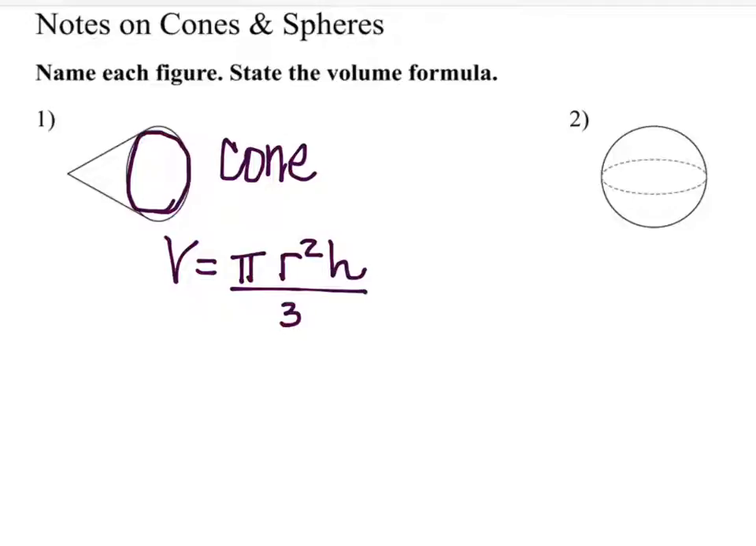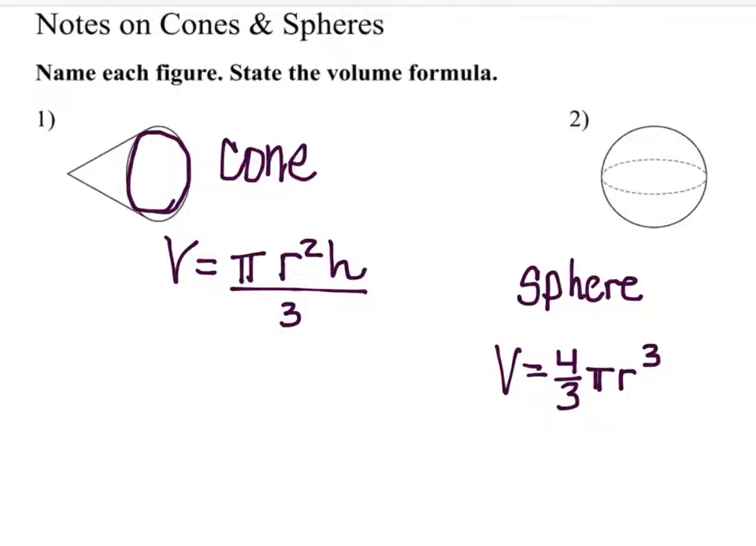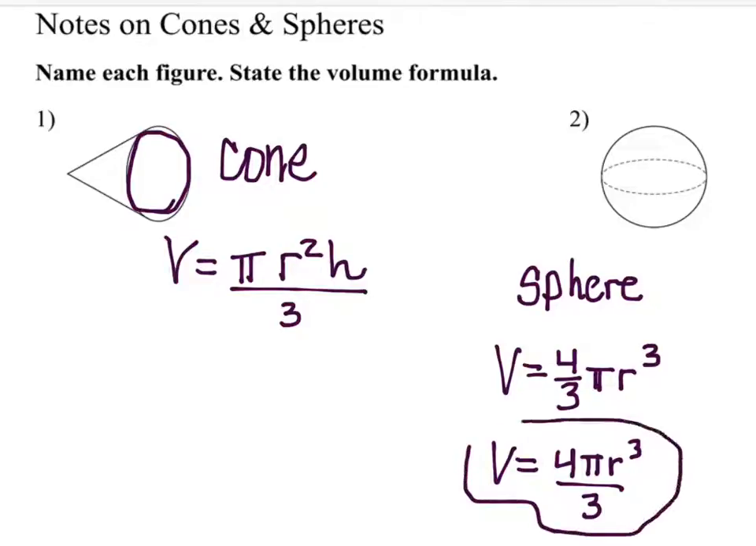Our second shape is the sphere. And the volume is equal to 4/3 pi r cubed. Now, I usually show this as 4 pi r cubed, and then I divide by 3, because sometimes students get afraid of the 4/3 there. But either way, you will get the same answer.